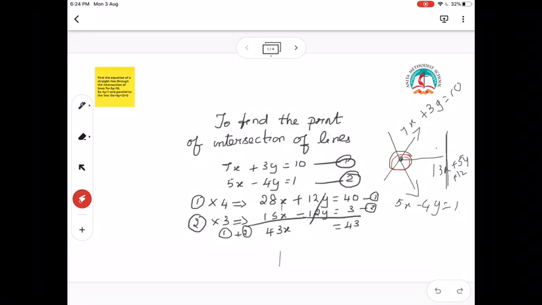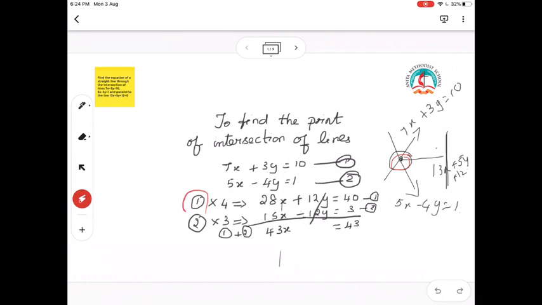So, children, what will you do? You have to make it into the same coefficient. To make the same coefficient, equation number 1 fully you will multiply by 4, and equation number 2 fully you will multiply by 3.